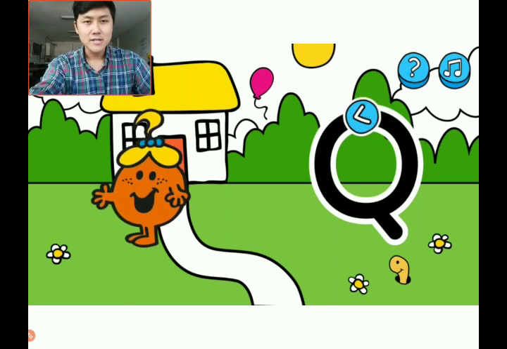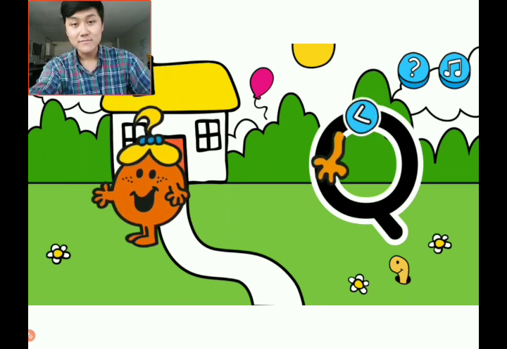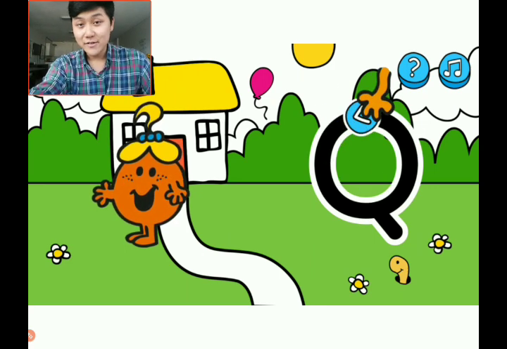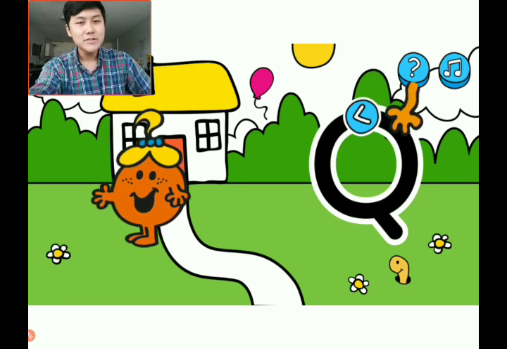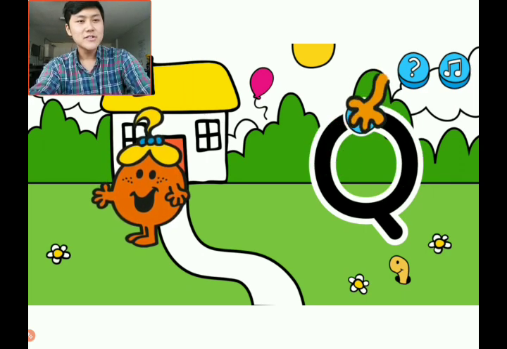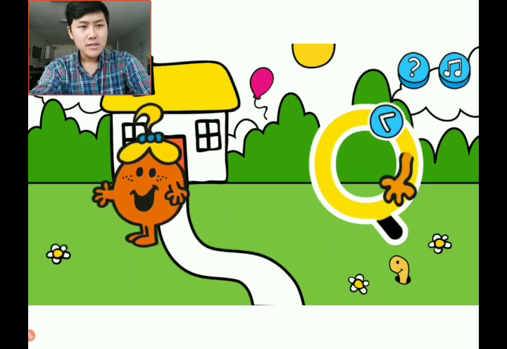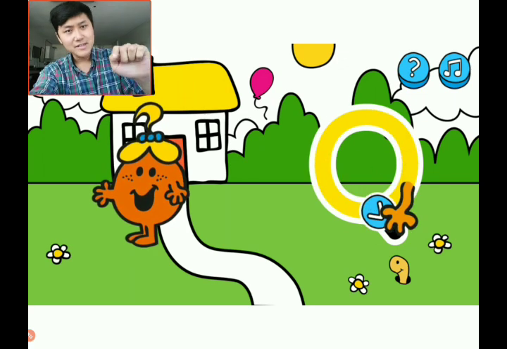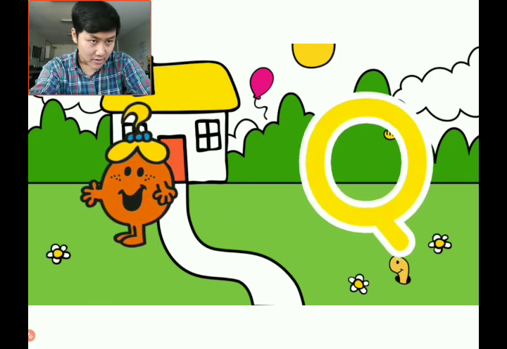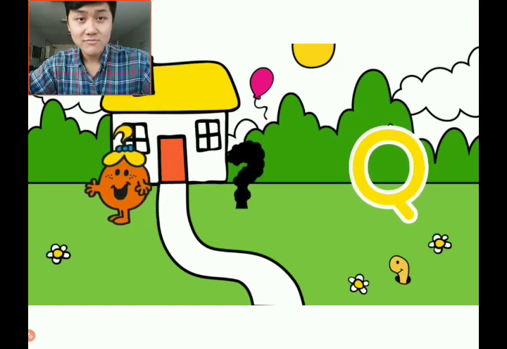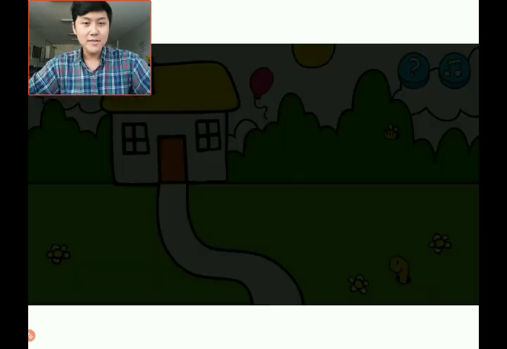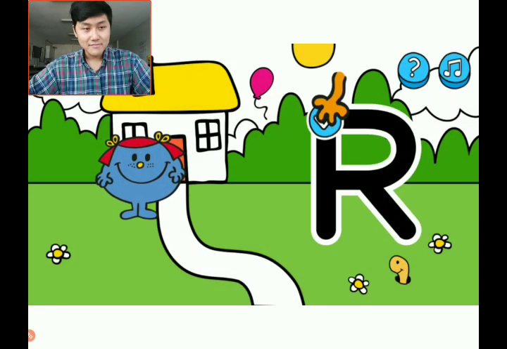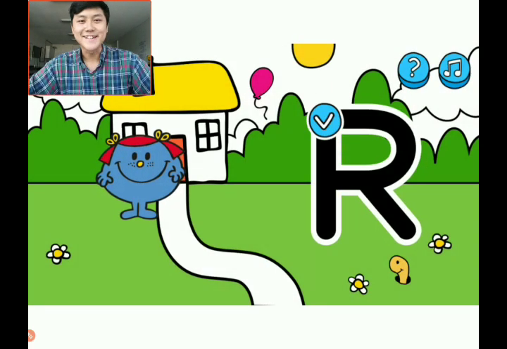Why is the sky blue? Why is the grass green? I don't know, Miss Curious. I wish I knew. So the letter Q. So a Q is very similar to an O. As you can see here, you just draw a loop like this, and it has a little leg at the bottom here. So you just draw this letter here, and that's the letter Q. Question. And Q stands for question, like what Little Miss Curious likes to ask. Lots of questions, because she's so curious.